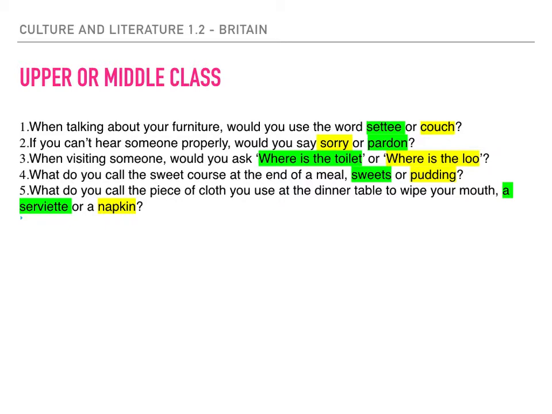What do you call a piece of cloth you use at the end of eating on the dinner table? Someone from the middle class would call it a serviette, whereas someone from the upper class would call it a napkin. So if we look at here, couch, sorry, loo, pudding, and napkin, these seem like very plain Germanic, simple English words. However, these are common of the upper class. A characteristic of the middle class in British English is to use these more fancy, often French or Latinized words.